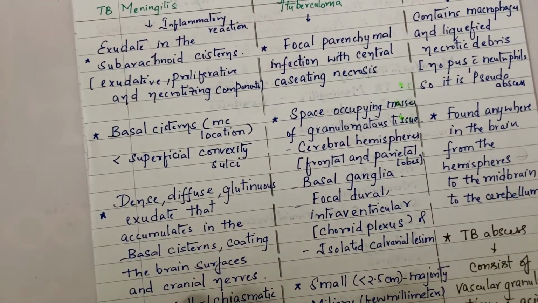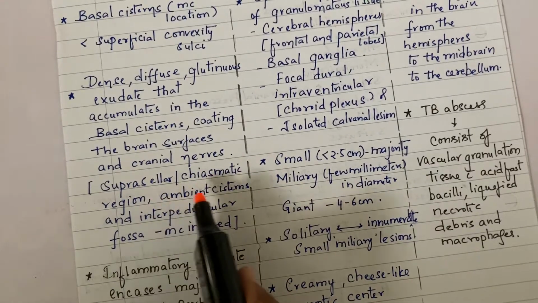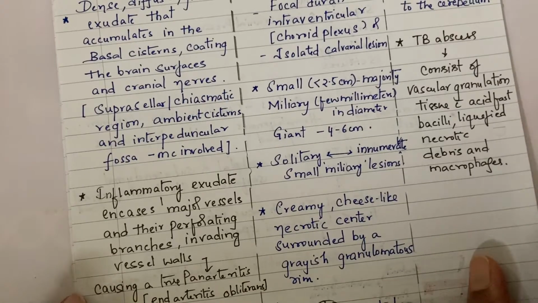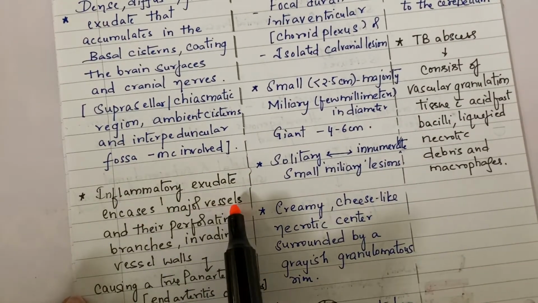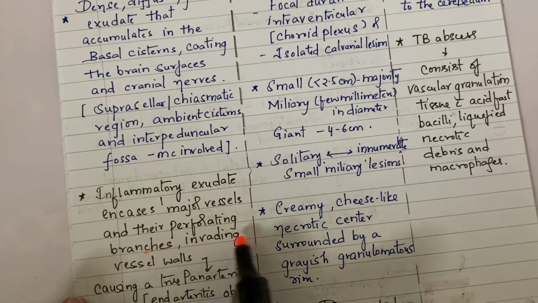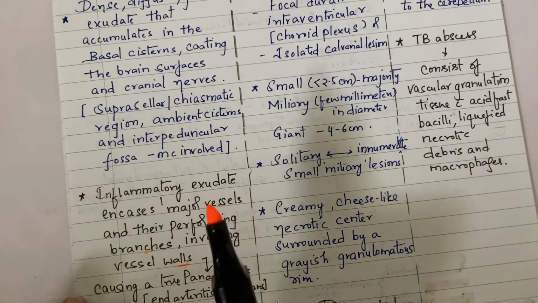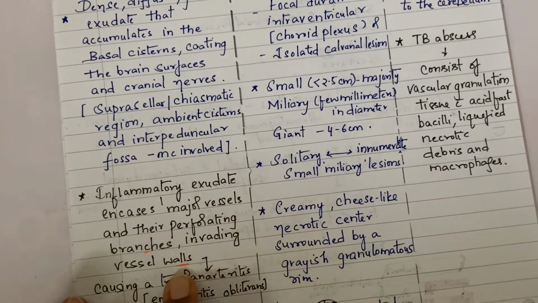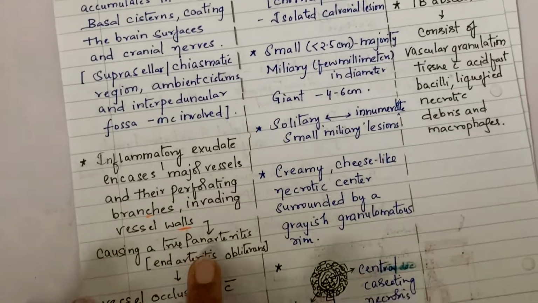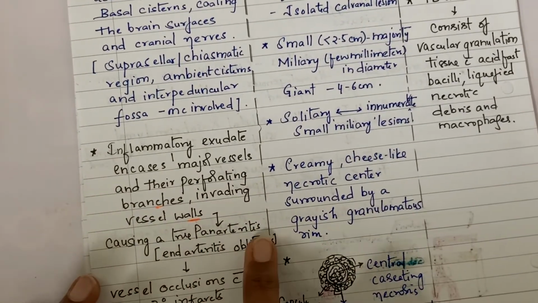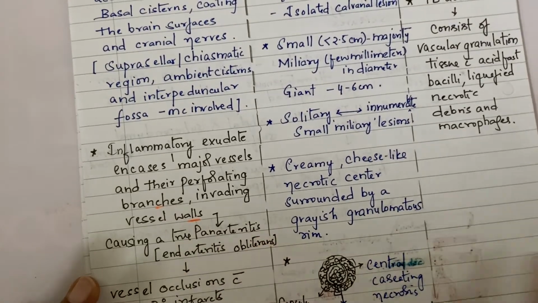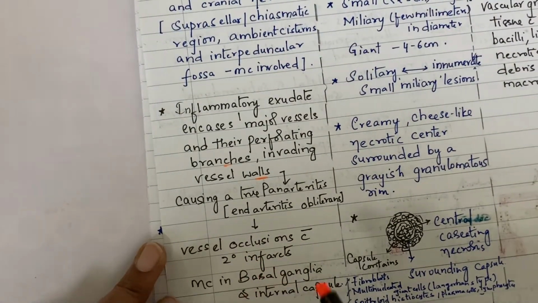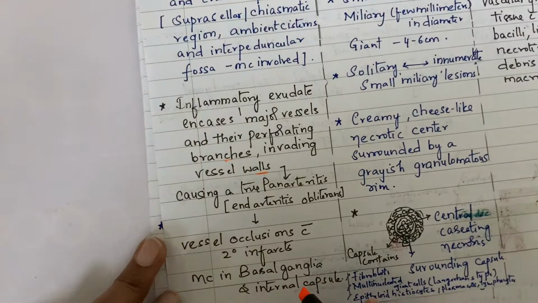So we have the suprasellar, chiasmatic region, ambient cisterns and interpeduncular fossa. These are the most common basal cisterns which are involved. This inflammatory exudate encases the major vessels and their perforating branches and invades vessel walls. What happens due to this? They'll have true panarteritis, that is endarteritis obliterans, and this leads to vessel occlusion with secondary infarcts. Most common location for that is basal ganglia and internal capsule.